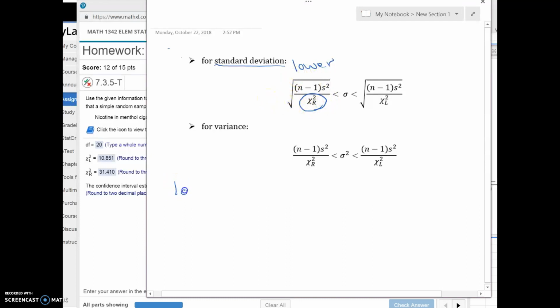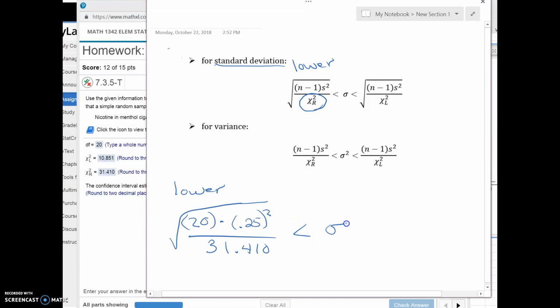So to find our lower bound, we're going to do the square root of n minus 1, which is 20, our degrees of freedom, times the standard deviation squared, divided by your chi-squared to the right. So that's going to be 31.410. And then the upper bound is going to be the exact same thing, except you're going to use your chi-squared to the left value. So here we'll use the 10.851.